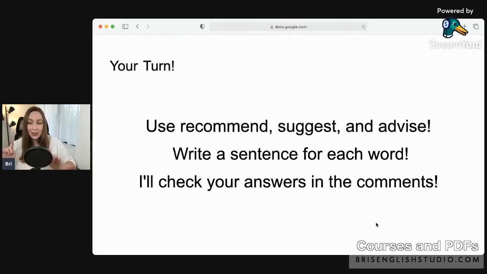Okay, your turn. So I want you to use recommend, suggest, and advise. Write a sentence for each word, and please write them in the comments. I will check your answers in the comments, okay? Very good. So let's see.